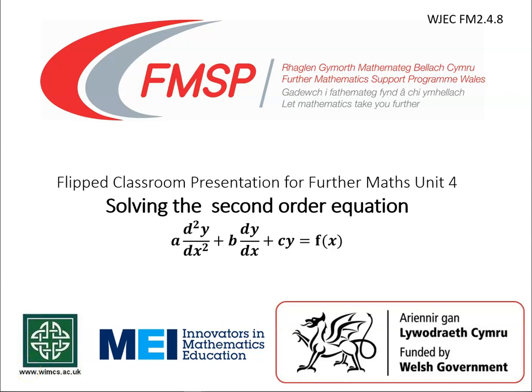In the previous two videos, we saw how to solve a second order equation of the form a d2y/dx squared plus b dy/dx plus cy equals 0. We now move to the problem of solving a second order differential equation where the right hand side isn't 0 but is a general function of x.